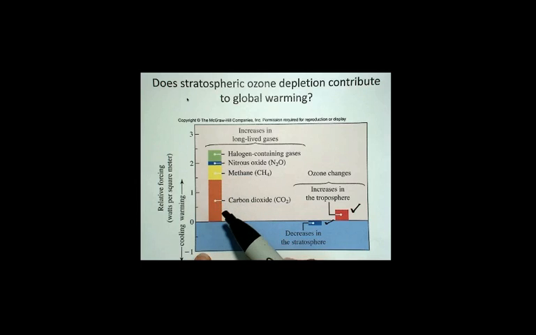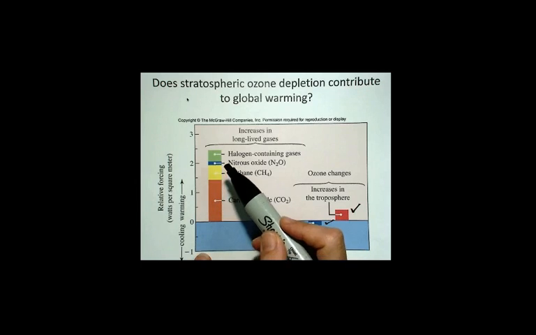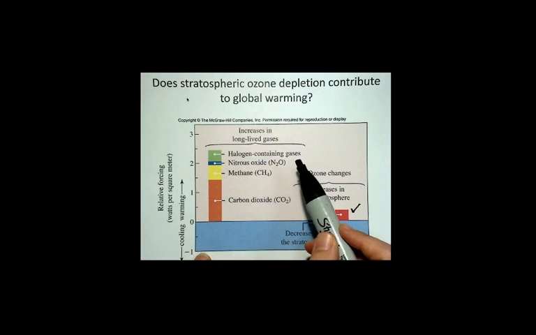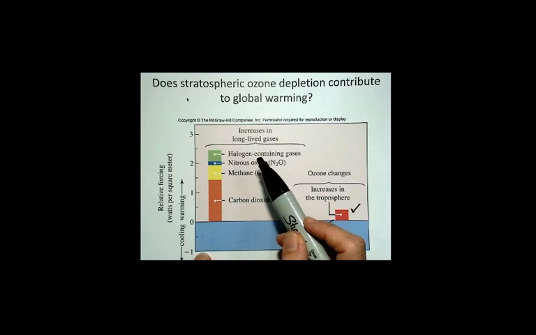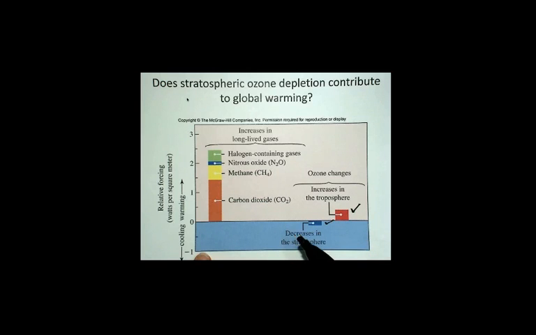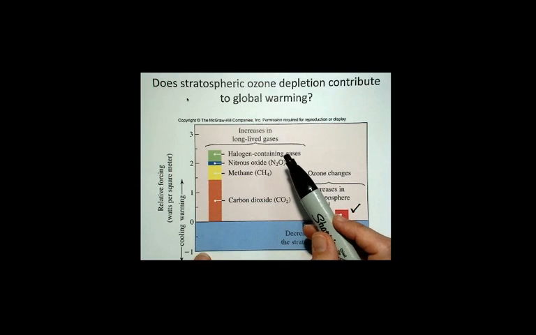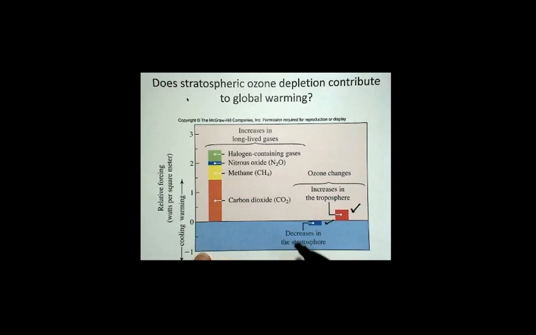The biggest contributor is carbon dioxide, followed by methane, nitrous oxide, and then the halogen-containing gases. And remember, the halogen-containing gases, those are the CFCs. Those are the gases that were put into the atmosphere by aerosol cans and refrigerants, and they do affect the stratospheric ozone because they break down the ozone when they themselves break down and you have the chlorine free radicals, but they also absorb infrared radiation, so they have more of a warming effect on the atmosphere because they absorb infrared radiation.